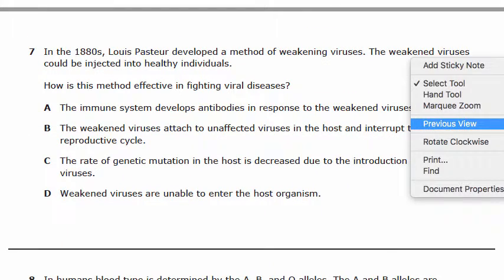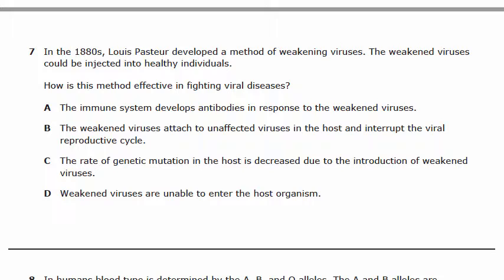Number 7. In the 1880s, Louis Pasteur developed a method of weakening viruses. The weakened viruses could be injected into healthy individuals. How is this method effective in fighting viral diseases?